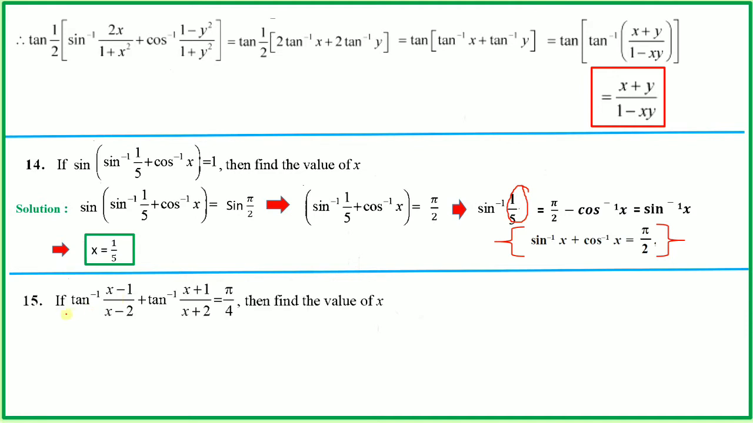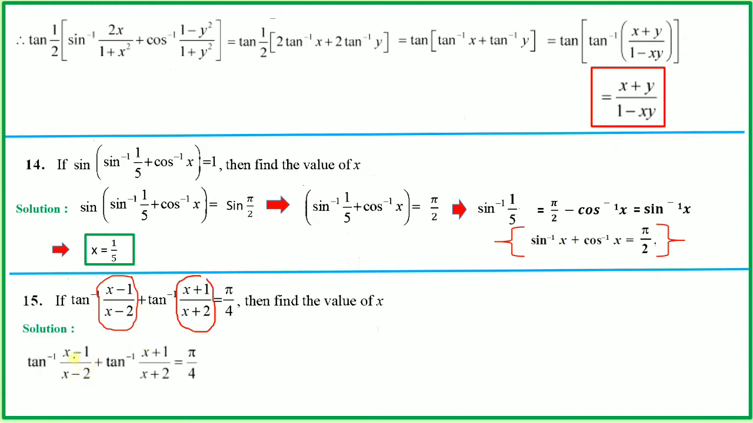So the next question is, if tan inverse x minus 1 upon x minus 2 plus tan inverse x plus 1 upon x plus 2 is equal to pi by 4, then find the value of x. Very simple question. Here you will simply use the formula tan inverse x plus tan inverse y equals tan inverse x plus y upon 1 minus xy.